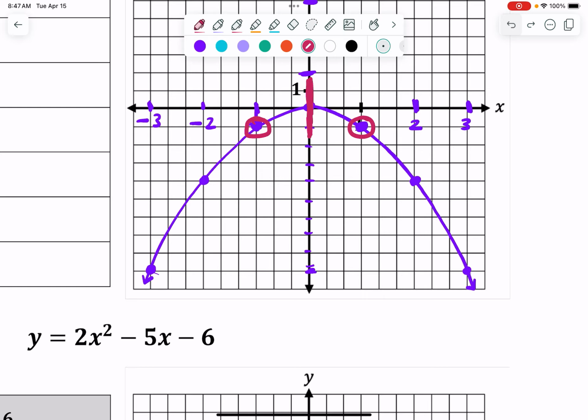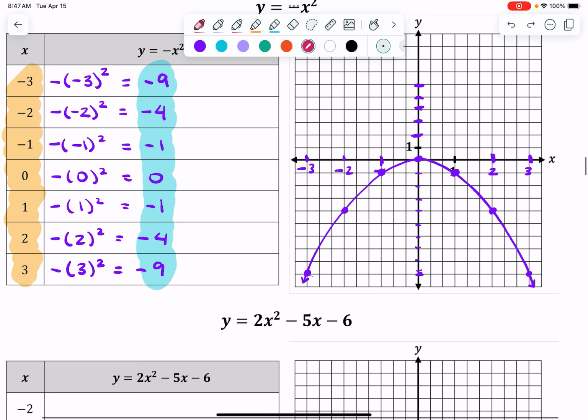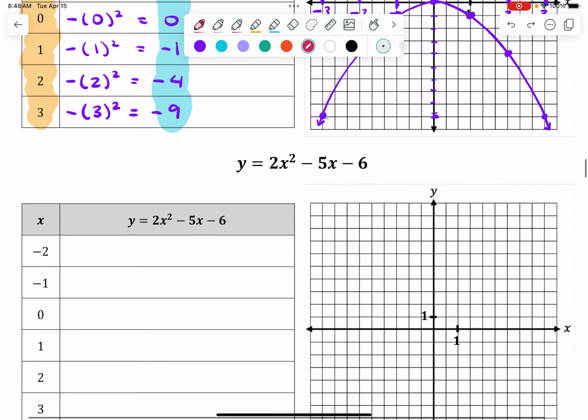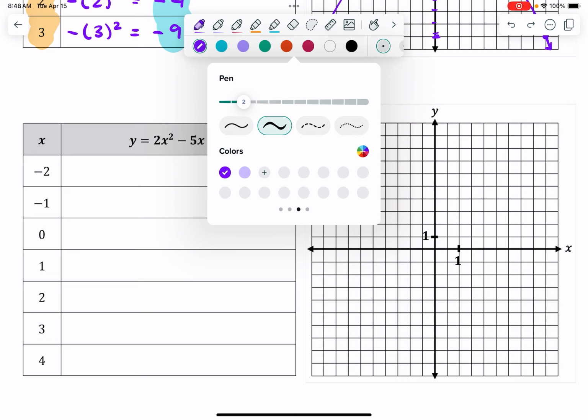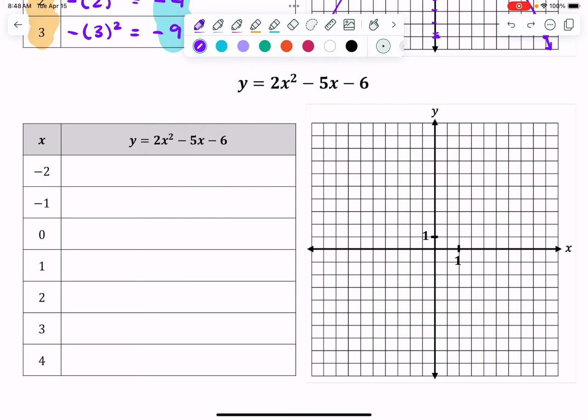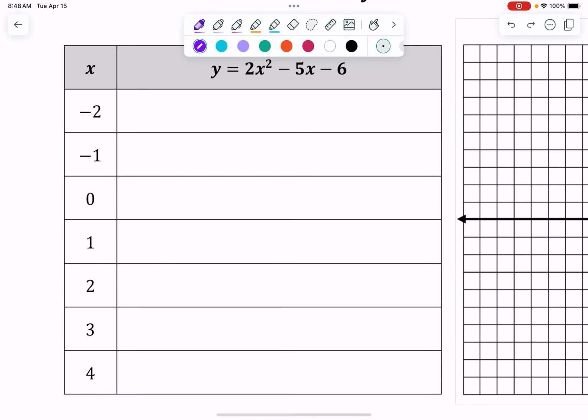Now, in the next example, we're going to look at a graph that maybe isn't as nice to graph as this one was. So let's take a look at the next one. The next one is y is equal to 2x squared minus 5x minus 6. And we've been given a table of values, again, where x has already been chosen for us. And we're going to plug those x values into the equation to solve for my y coordinates.